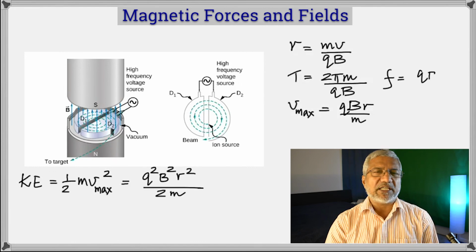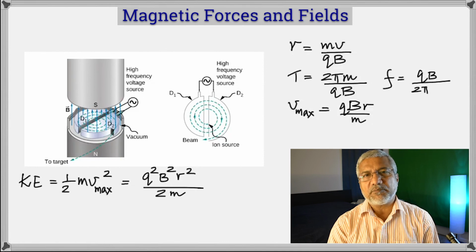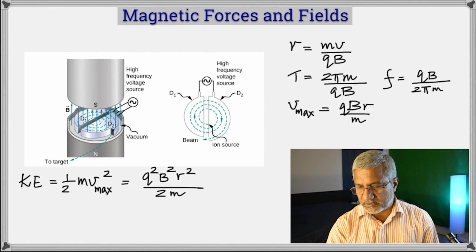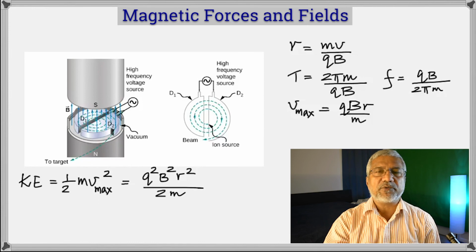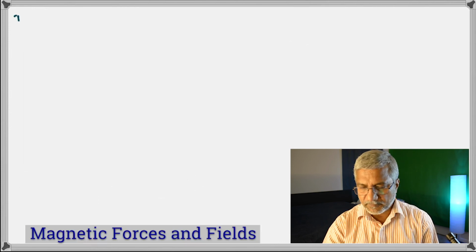Okay, frequency, all right. Frequency is 1 by time period, the reciprocal of time period. So that's actually called the cyclotron frequency. So be careful. It's flipped here because frequency is 1 by time period.